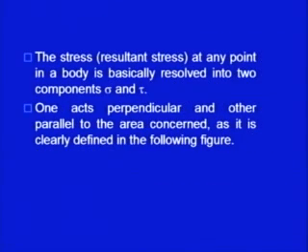Whatever the resulting stress is on an object at any point in the body, it is basically resolved into two components under the direct stresses. One is the normal stress, which is designated by sigma, and the other is the shear stress, which is defined with the symbol tau. Since the normal stress component is there, it always acts perpendicular, or normal, to the area concerned, and the other one, since it is the shearing part, always acts parallel to the area concerned, and it is clearly defined with this particular figure.